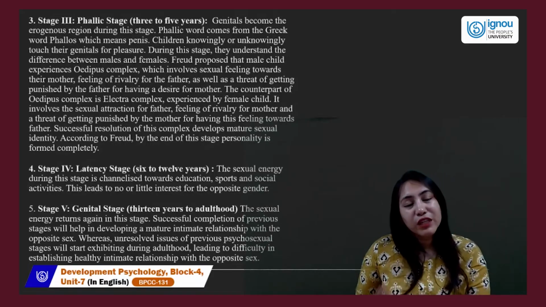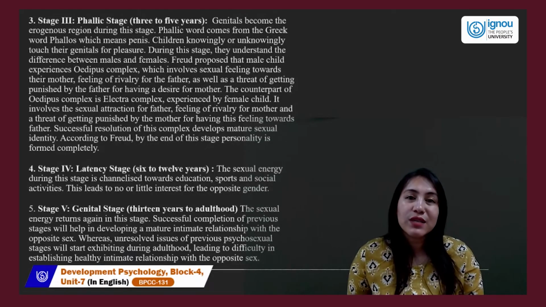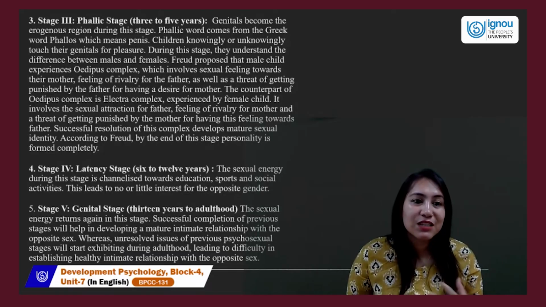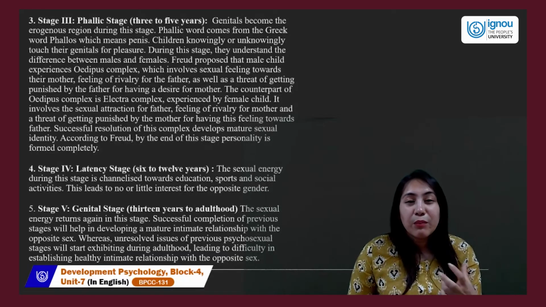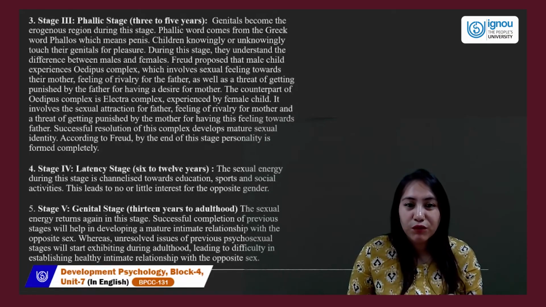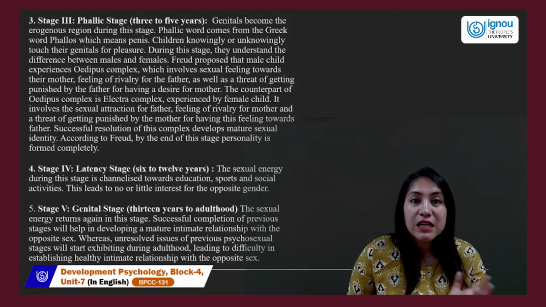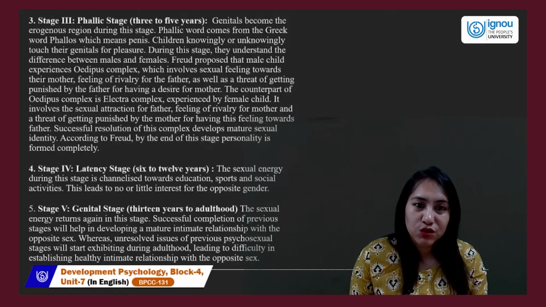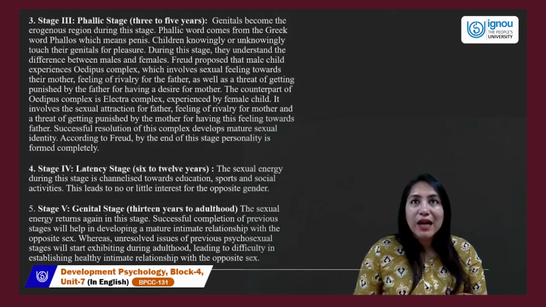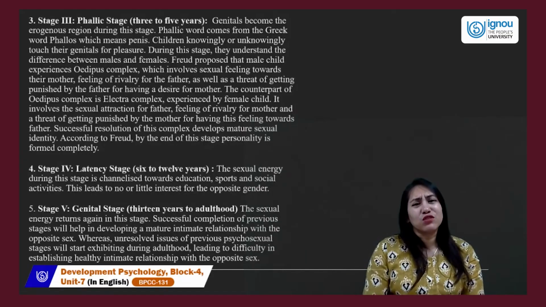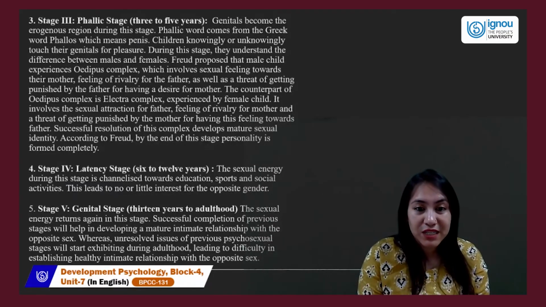So the counterpart of the Oedipus is called the Electra. Electra is experienced by the female child. It involves attraction towards the father, the feeling of rivalry towards the mother, a threat of being punished by the mother for having feelings towards the father. Remember, these feelings also get resolved. By the time the child comes to the age of 5 years, it is stated that the child experiences all of this getting resolved. So, how does this resolution take place?